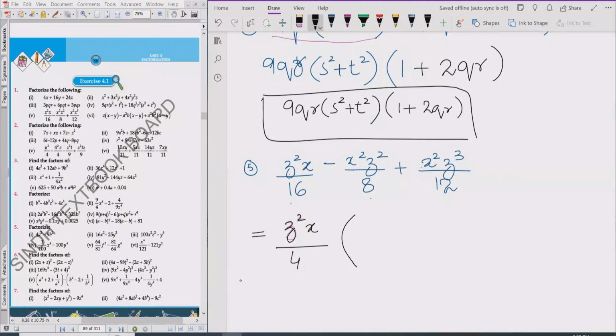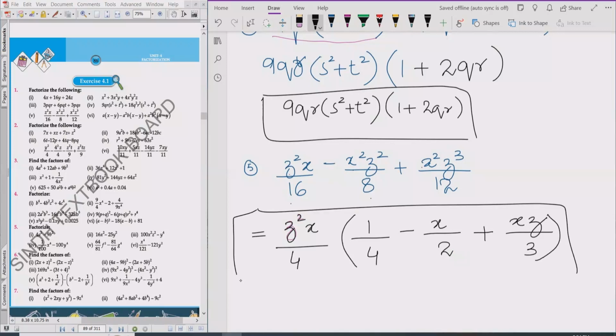So now we have x and z squared as common here, so we will get 1 over 4 for 16, since from 16 we get 4 here. In the second term we have x remaining, over 4 times 2 is 8. In the third term we have x and z remaining, and 4 times 3 is 12. So this is the answer of this question.